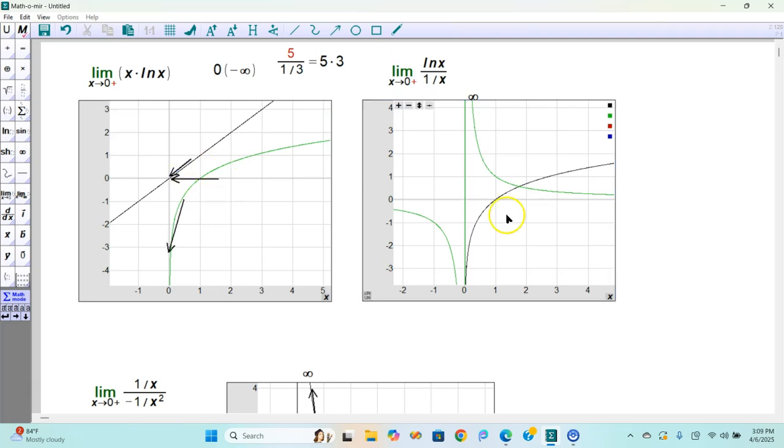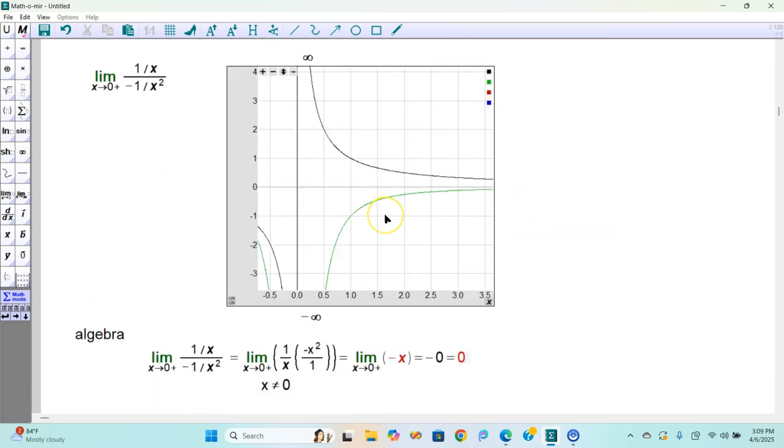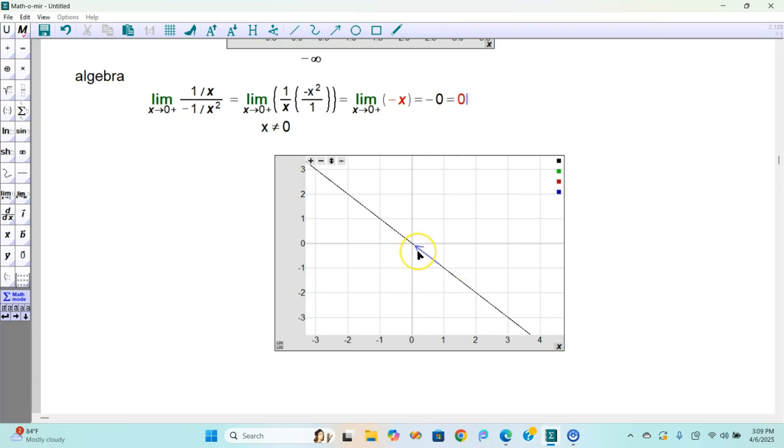So bad for L'Hopital's, good for L'Hopital's. At this stage, still good for L'Hopital's. And then it becomes something where you can just plug in direct substitution.